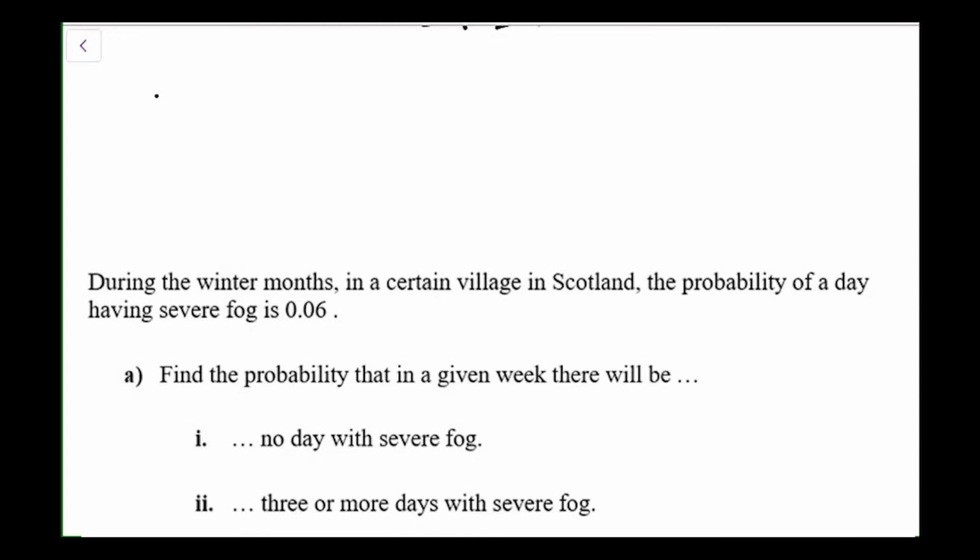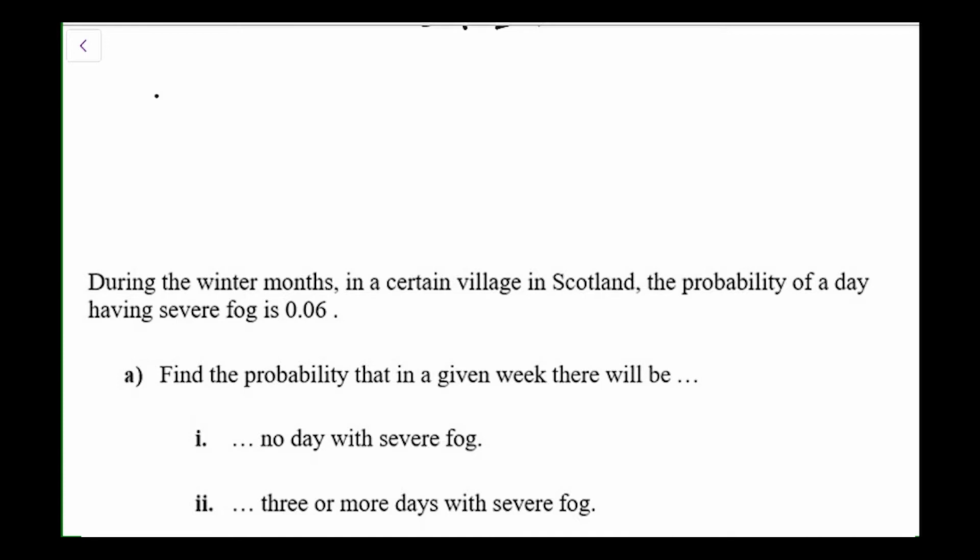Okay, so in this question, we're told that during the winter months in a certain village in Scotland, the probability of a day having severe fog is 0.06. We're then asked to find the probability that in a given week, there will be either no days with severe fog or 3 or more days with severe fog.